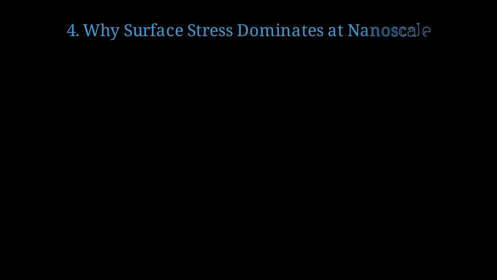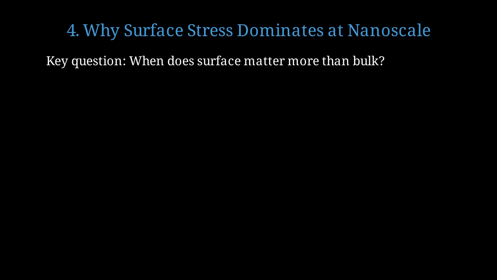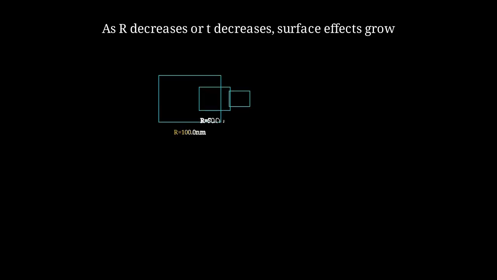Let's understand why surface effects become dominant as we shrink down to nanoscale dimensions. The critical question is, when do surface effects start to dominate over bulk material properties? The ratio of surface to bulk contributions scales as gamma times R divided by E times T squared. As the radius R decreases or the thickness T decreases, surface effects become increasingly important. As we scale down from 100 nanometers to 50 nanometers to 30 nanometers, the surface area to volume ratio increases dramatically.